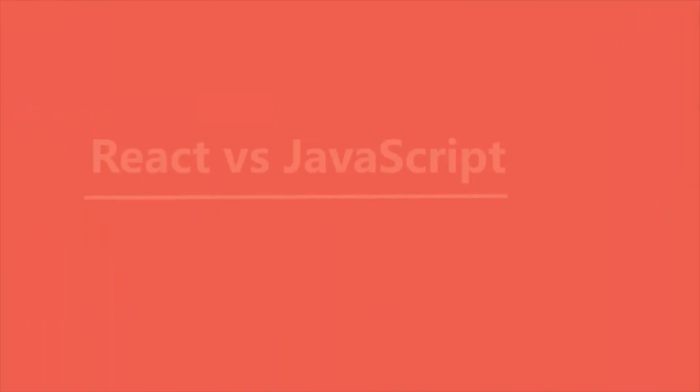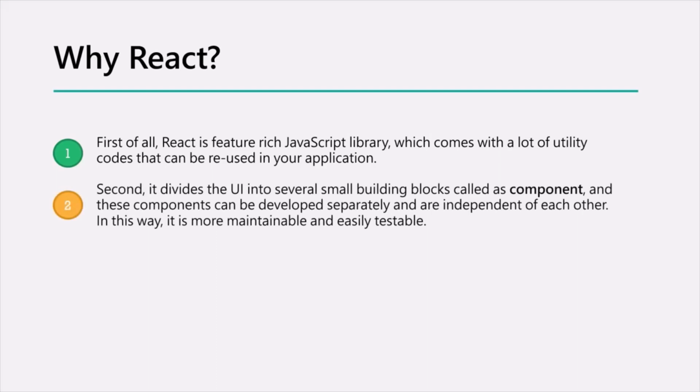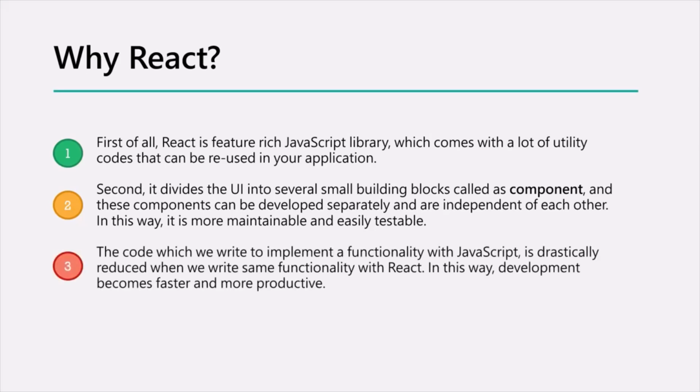Now you can say that we can also use JavaScript or jQuery for creating a dynamic and efficient user interface. Then why do we need another JavaScript library like React? First of all, React is a feature-rich JavaScript library which comes with a lot of utility code that can be reused in your application. And second, it divides the UI into several small building blocks called components, and these components can be developed separately and are independent of each other. So in this way, it is more maintainable and easily testable. And finally, the code which we write to implement one functionality with JavaScript is drastically reduced when we write the same functionality with React. In this way, development becomes faster and more productive.